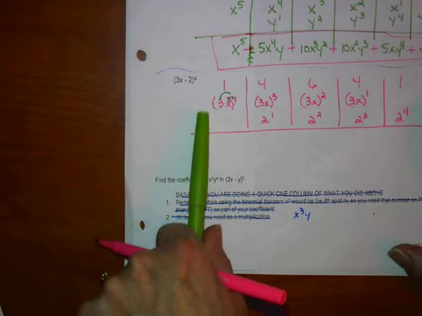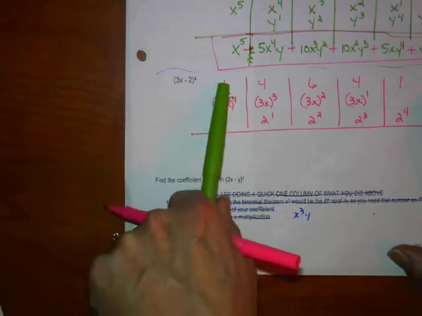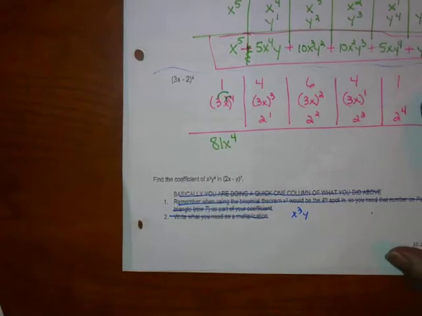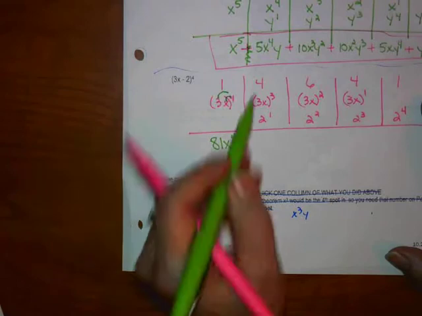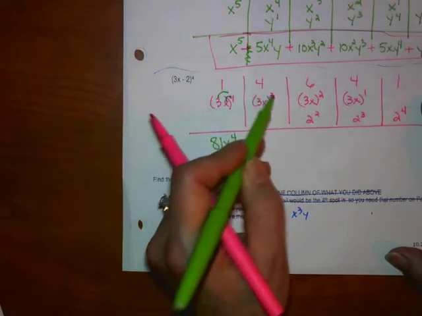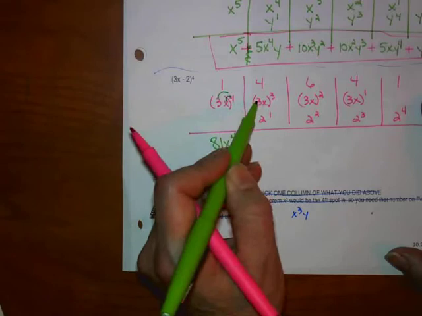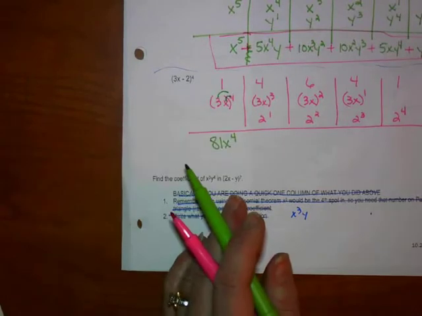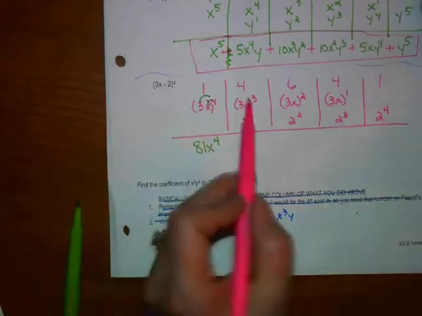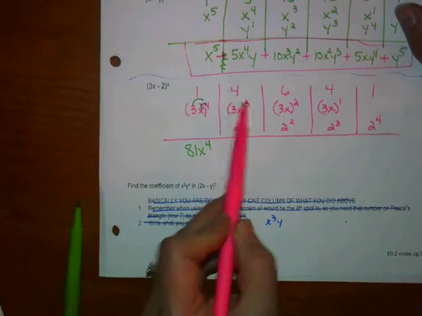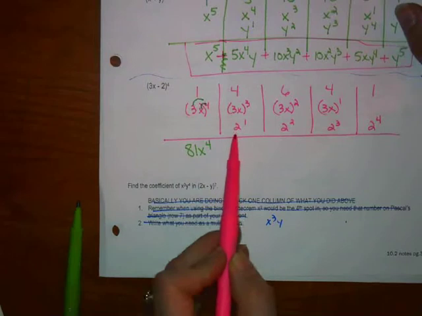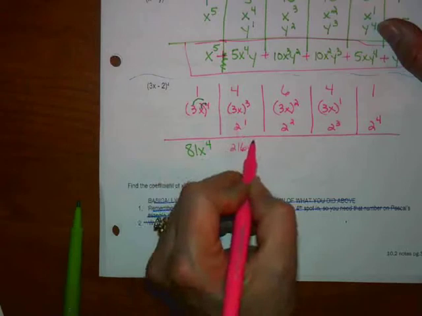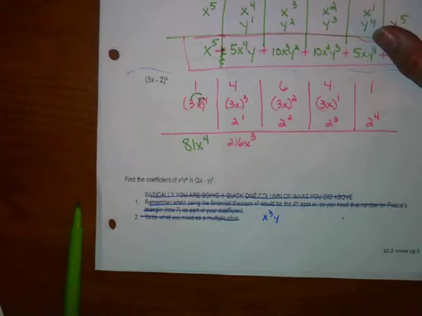So you may not remember, but 3 to the fourth is 81. So I have 81 times 1. So I have 81x to the fourth for my first term. Here I have 3 to the third, which is 27, times 4 is 108, so I have 4 times 27, which is 108, times 2, which is 216, and I have x to the third. So that's that term there.